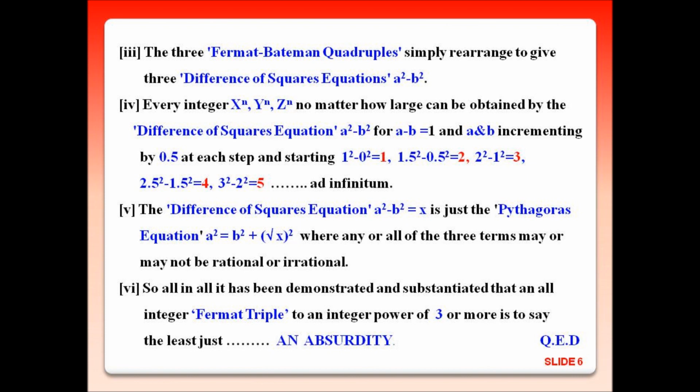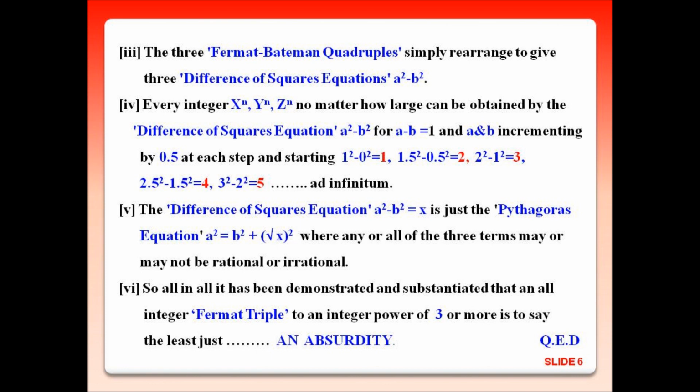5. The difference of squares equation, a squared minus b squared equals x, is just the Pythagoras equation, a squared minus b squared plus the square root of x squared, where any or all of the three terms may or may not be rational or irrational.